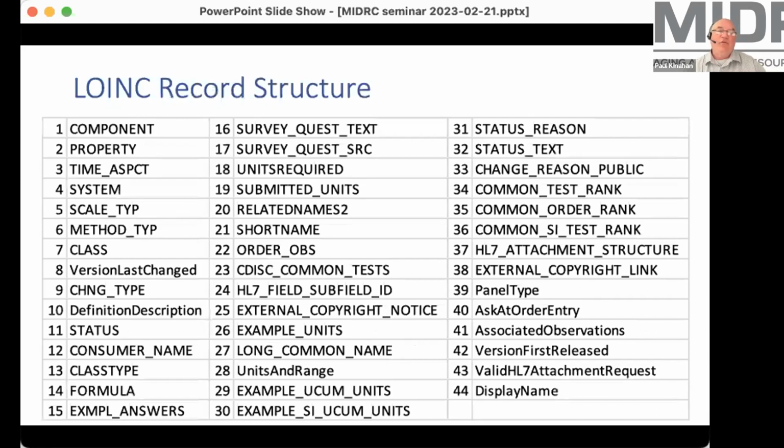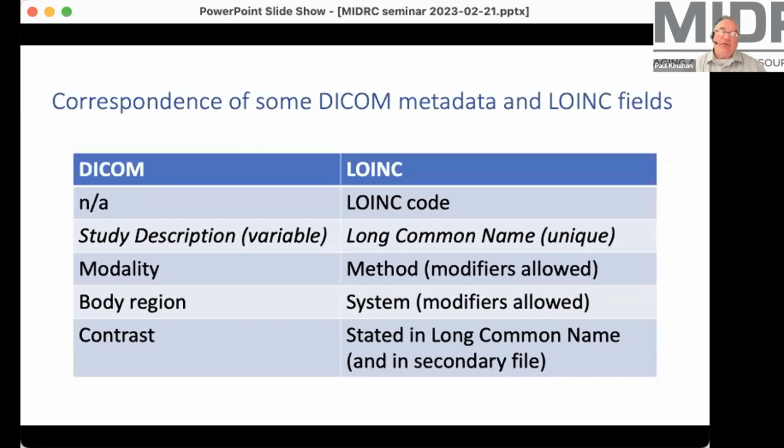So here's the 44 elements, just so you can see. I won't spend any time on this, but some of these are more relevant than others. And these are the ones that are in the main database. There's also secondary databases that we can go into if there's interest in that. So as I mentioned before, I just established the correspondence between the DICOM metadata we're familiar with and LOINC codes. I've listed a few of the key things side by side.